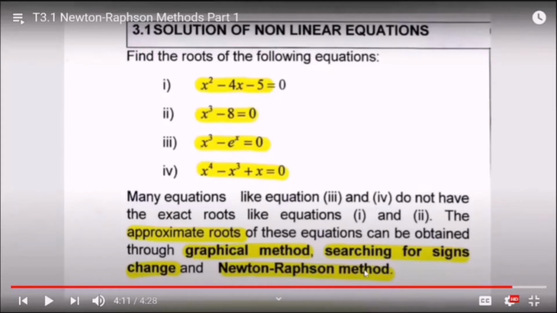Dia masih estimate. Tapi dia better than searching for sign change. Dia better than graphical method. So, rank yang paling bagus adalah Newton-Raphson. Yang kedua adalah searching for sign change. Yang ketiga adalah graphical method. Okay? So, harap you faham lah apa tujuan dia sebenarnya kita buat subtopik 3.1 and 3.2 ini.